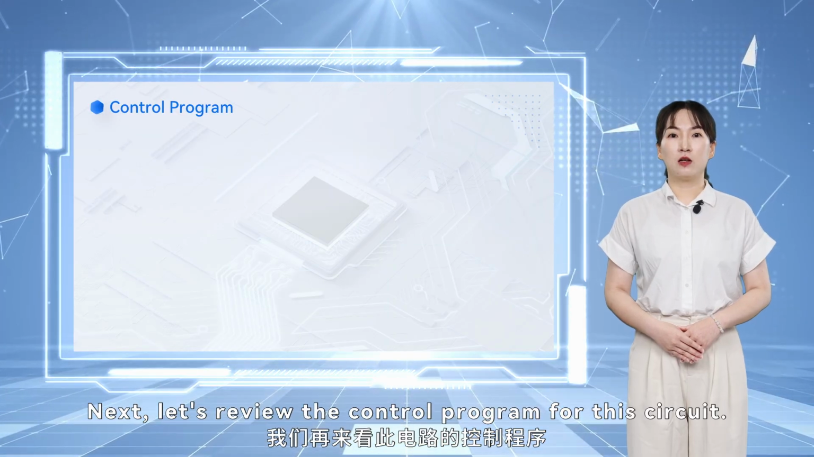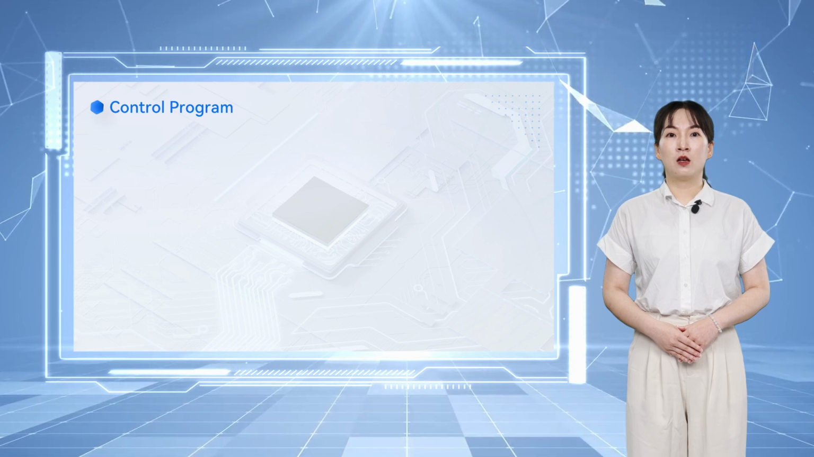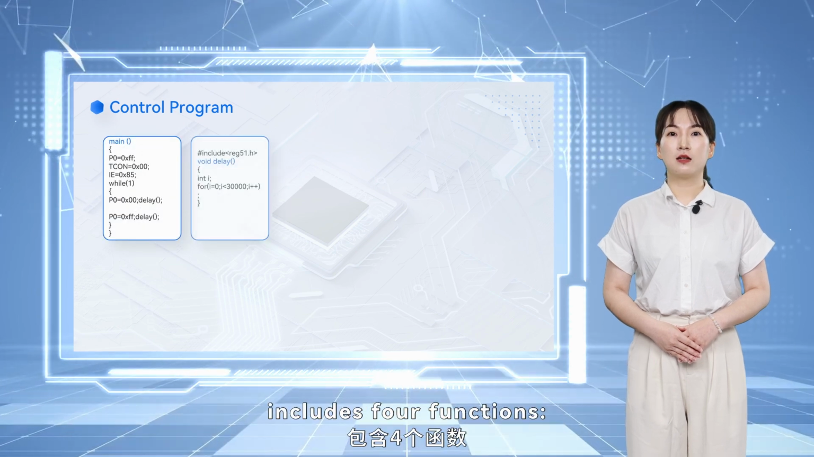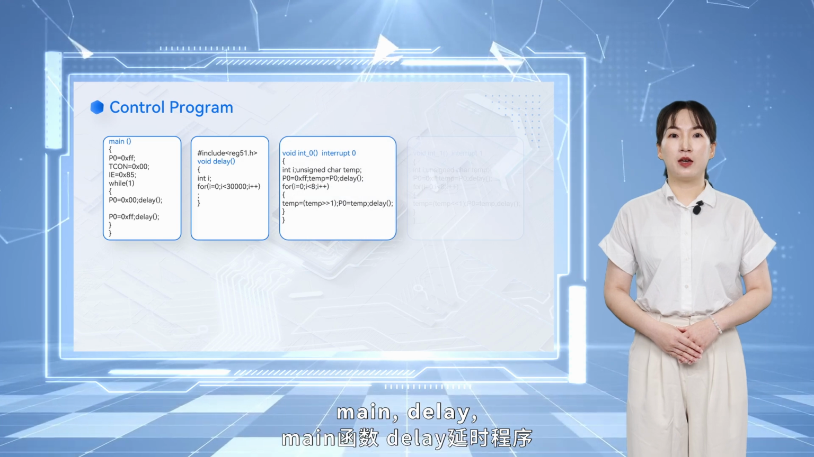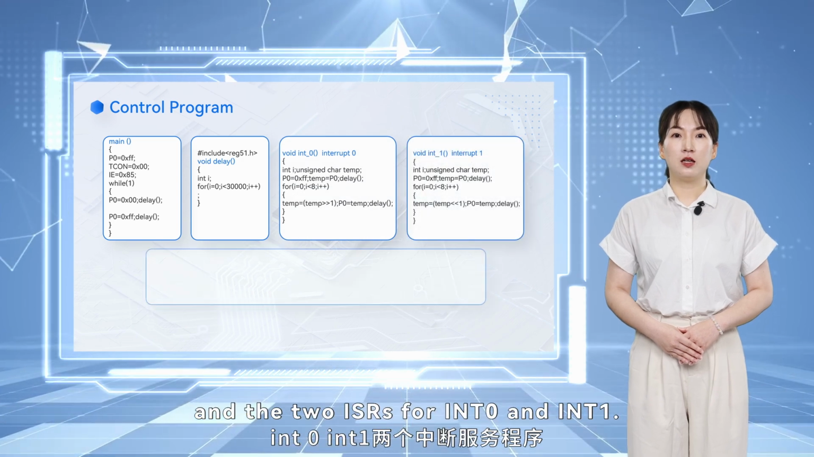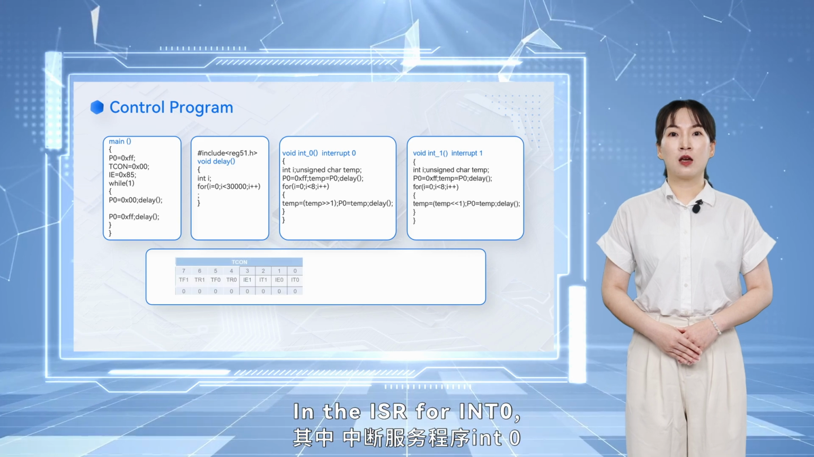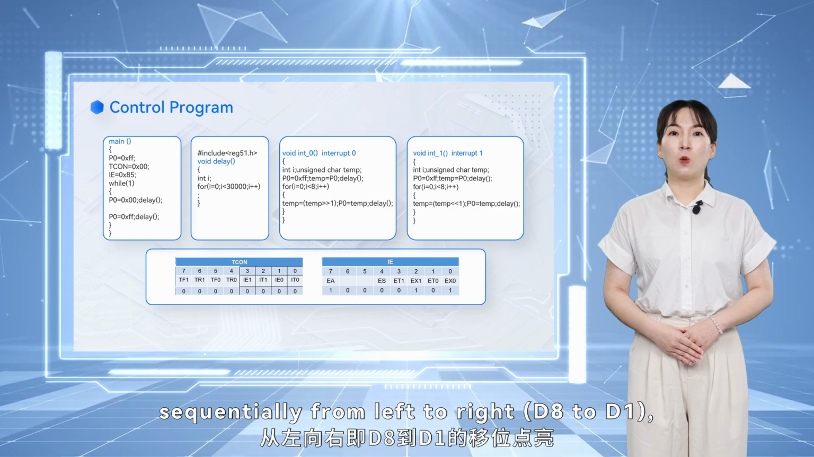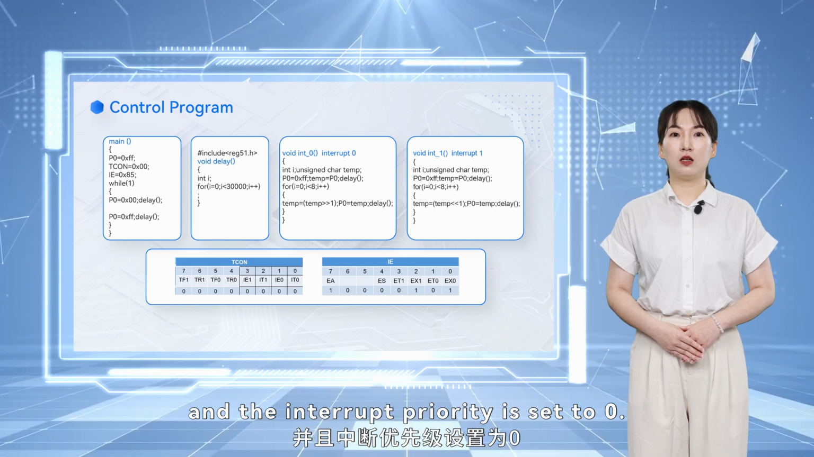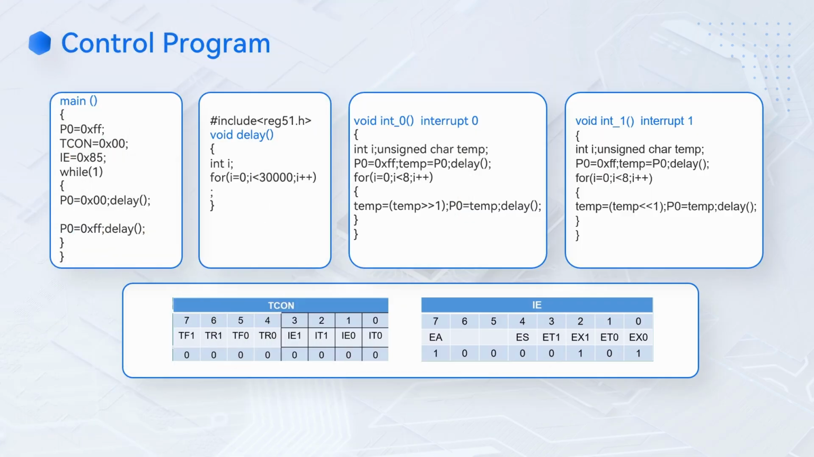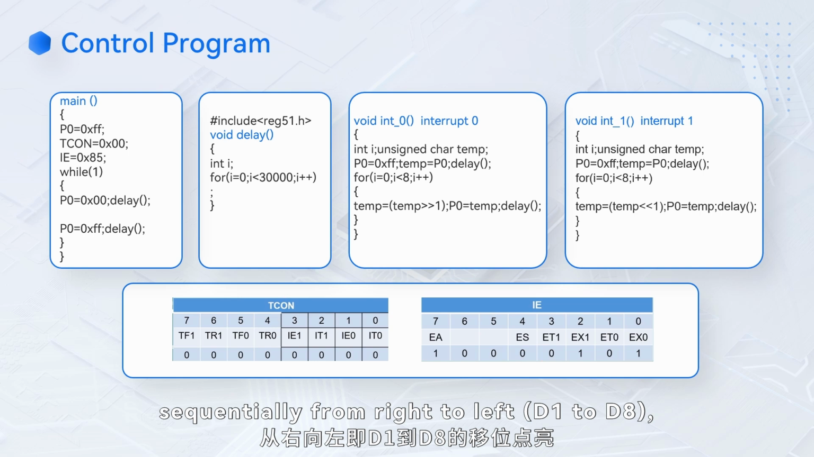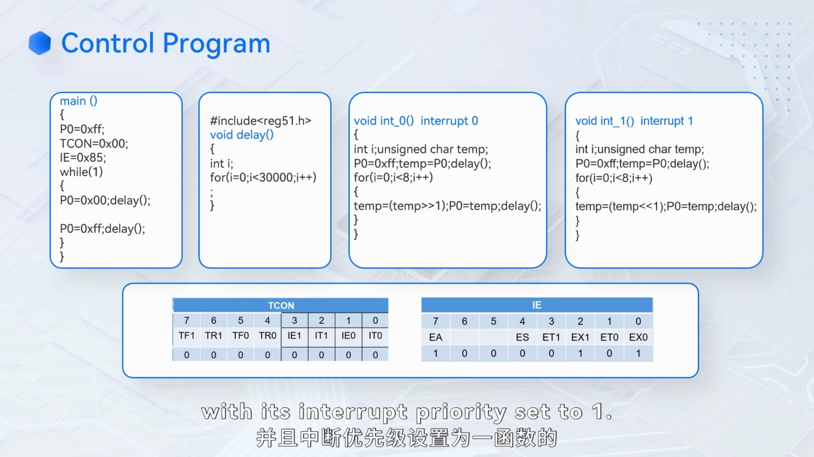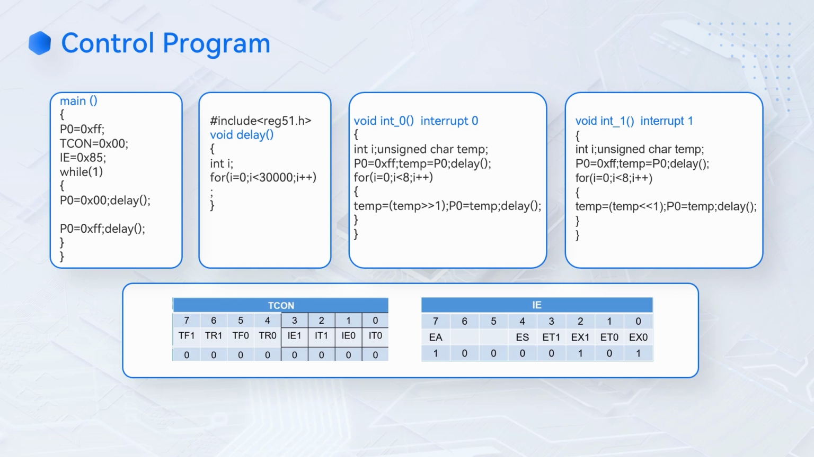Next, let's review the control program for this circuit. The overall structure of the program includes four functions: main, delay, and the two ISRs for INT0 and INT1. In the ISR for INT0, the LEDs light up sequentially from left to right, D8 to D1, and the interrupt priority is set to 0. The ISR for INT1 makes the LEDs light up sequentially from right to left, D1 to D8, with its interrupt priority set to 1. The TCON is set to 0x00.